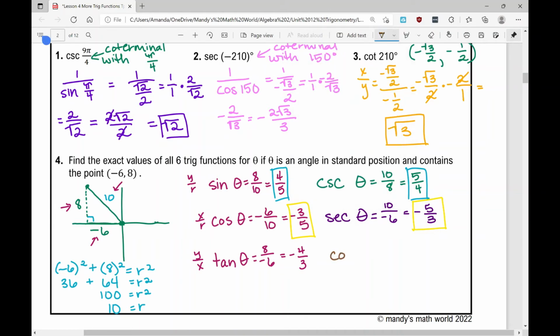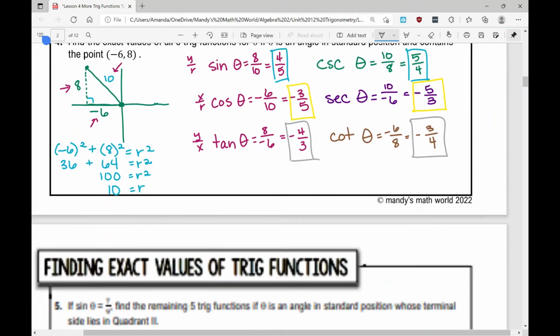And then the cotangent of theta, that's the reciprocal of tangent theta. Instead of y over x, we're going to look at x over y, which is negative 6 over 8, which simplifies to negative 3 over 4. And as you can see, again, this is negative 4 over 3. This is negative 3 over 4. Those are reciprocals. Let's move on.